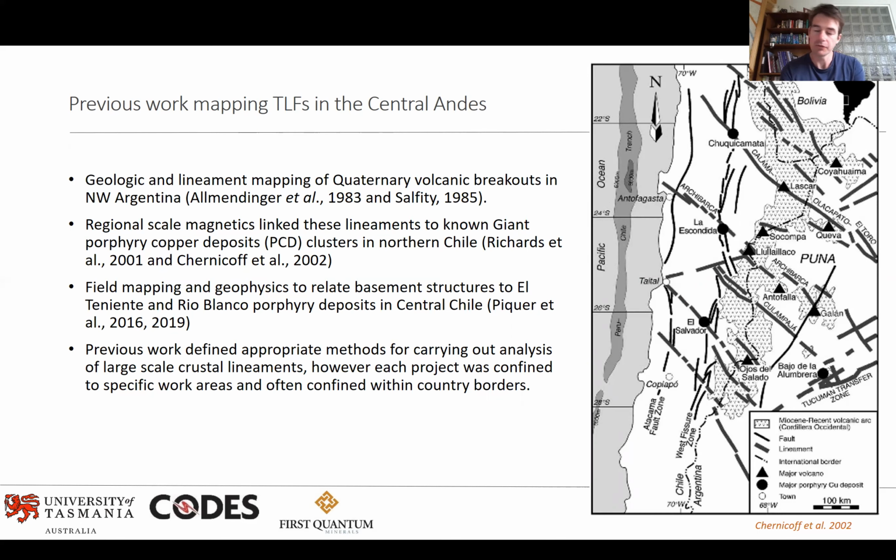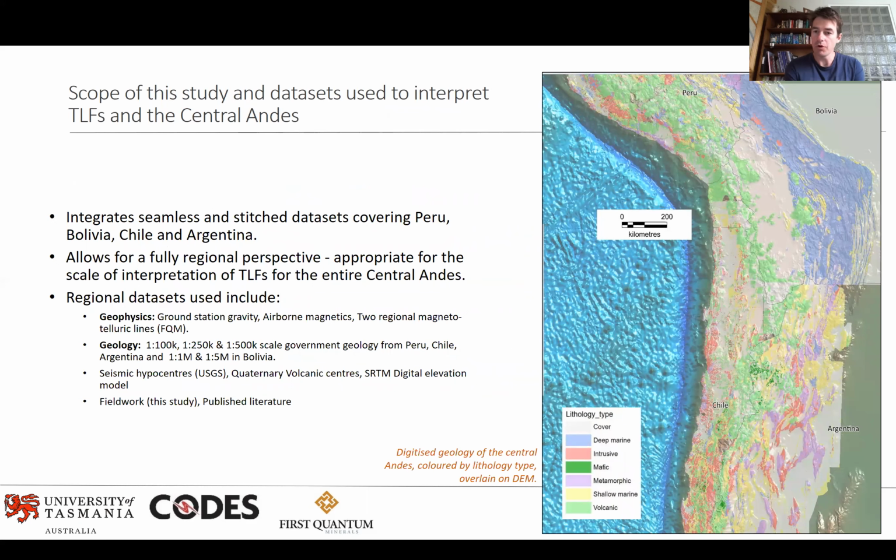More recently, there was some work in central Chile and the Domeyko Basin relating large scale oblique structures to the localization of the supergiant porphyry deposits of El Teniente and Rio Blanco. So there's been work done in the Central Andes to identify adequate methods to interpret translithospheric faults. However, it's tended to focus on specific areas, so northwestern Argentina or an area in central Chile.